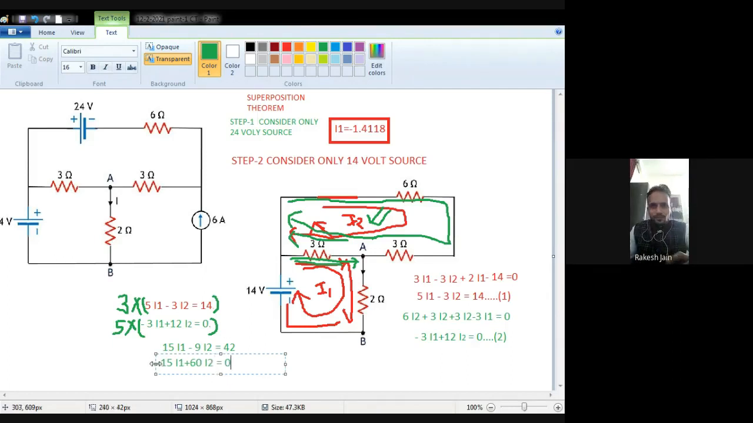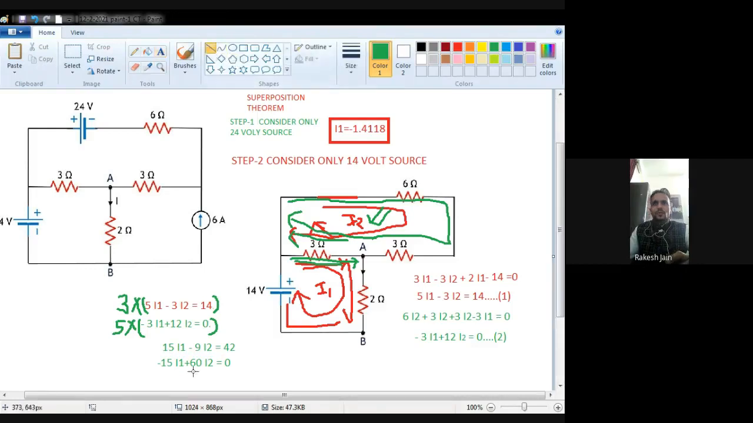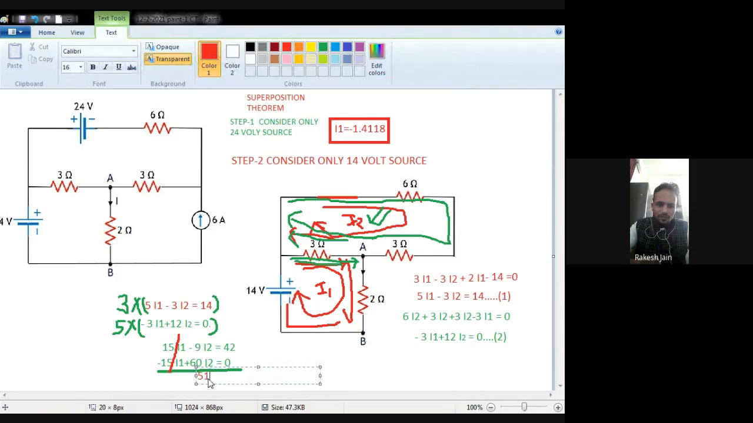Now again see this one, I pass through this 3 ohm resistance from right to left, and one more current also passes, that is I1 from left to right, so both currents are opposite. But because I am writing the equation for the second mesh, I consider this as positive and that current as negative.